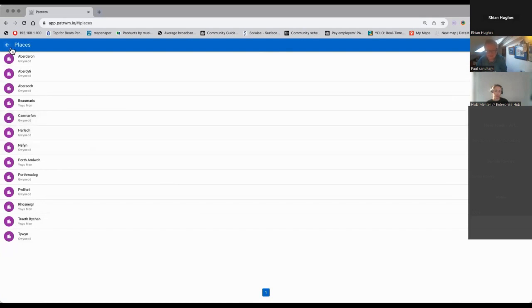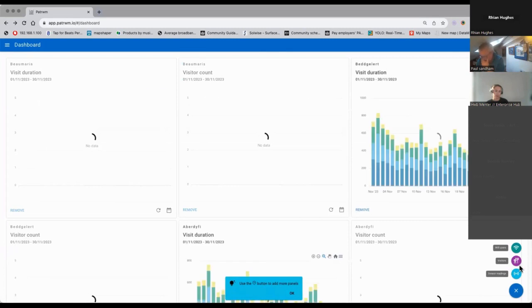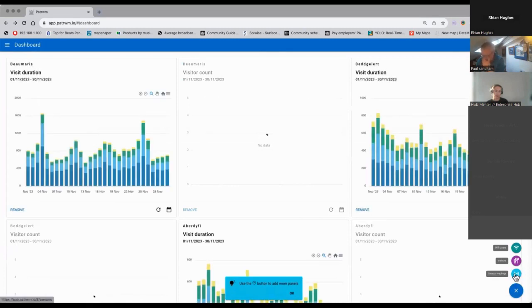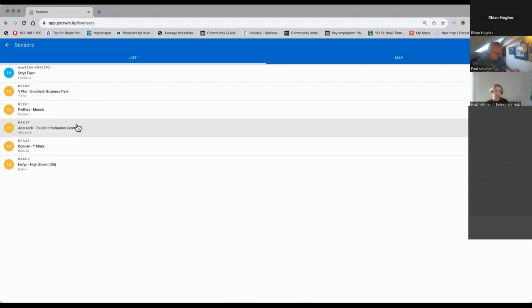If we go back to places, we've got one more thing to do, which is my favorite bit, which needs more work on my part. The hard work's been done, but I've got to go and reset lots of things. So this is where we've got sensors. Sensors are the things I've talked about.